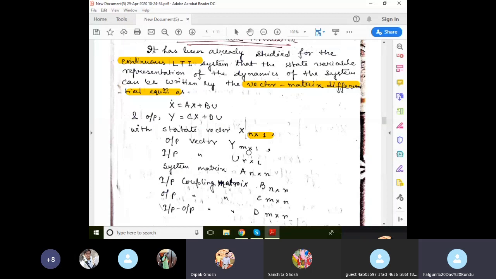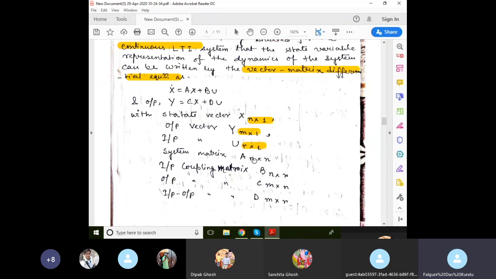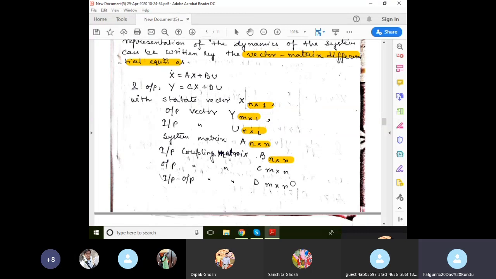Y is an output vector which is of order m cross 1. U is an input vector which is of order r cross 1, and A is a system matrix which is n cross n. B is an input coupling matrix which is of order n cross r. C is the output coupling matrix which is of order m cross n, and D is the input output coupling matrix, which is m cross r.